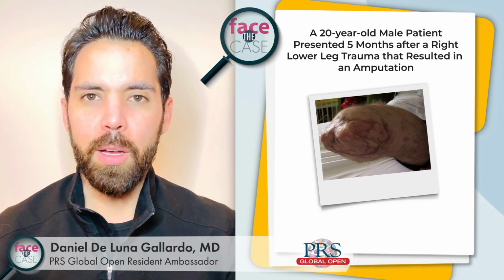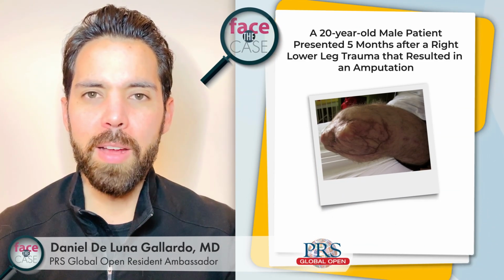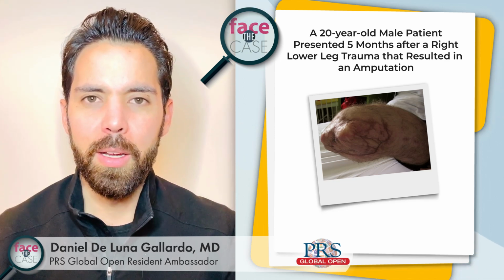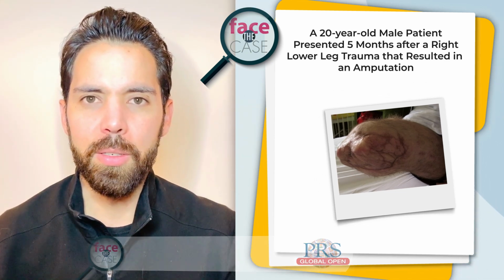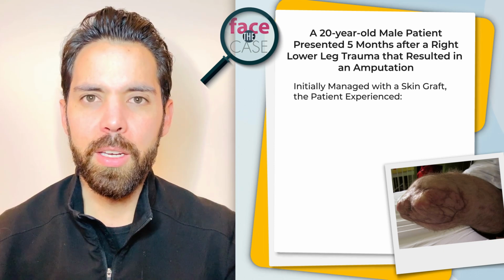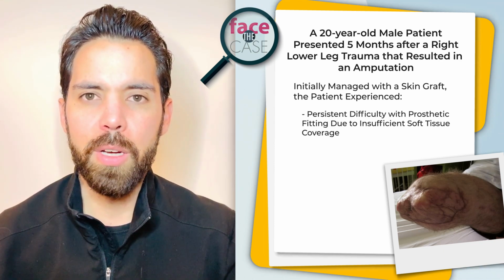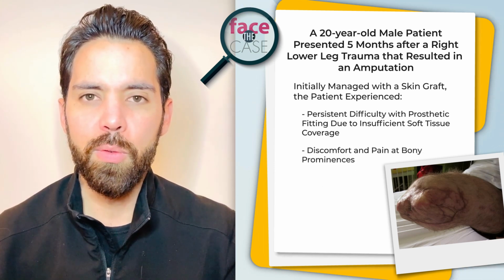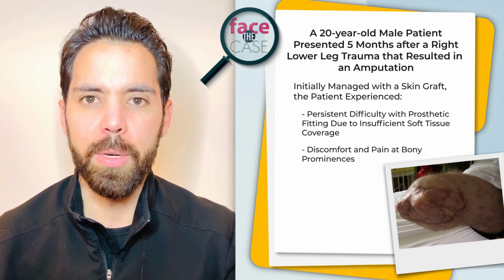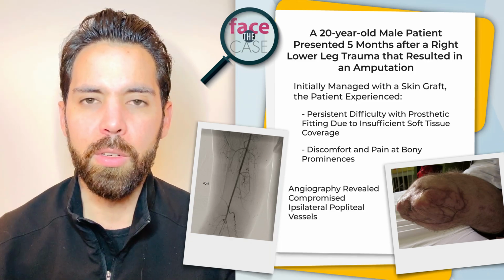A 20-year-old male patient presents 5 months after a right lower leg trauma that results in an amputation. Initially managed with a skin graft, the patient experienced persistent difficulty with the prosthetic fitting due to the lack of soft tissue coverage, leading to discomfort and pain at bony prominence. Angiography revealed compromised ipsilateral popliteal vessels.